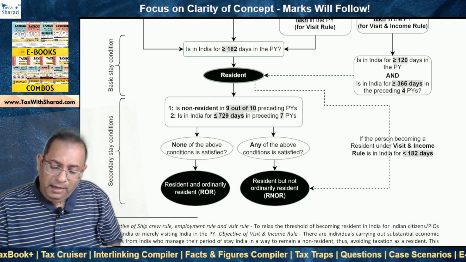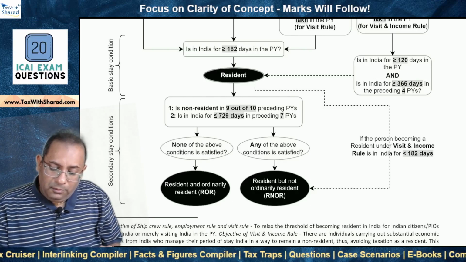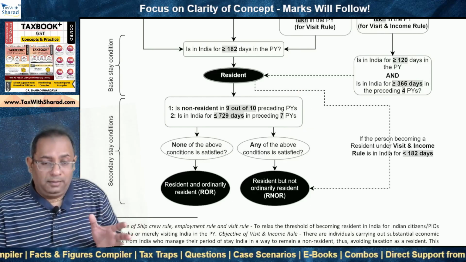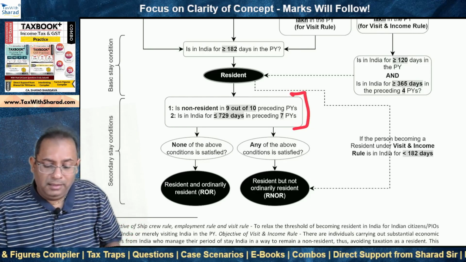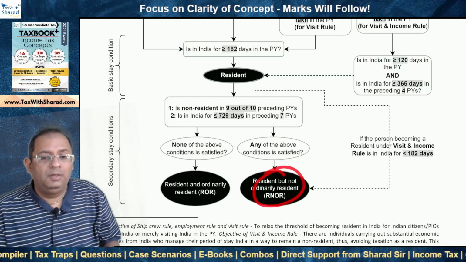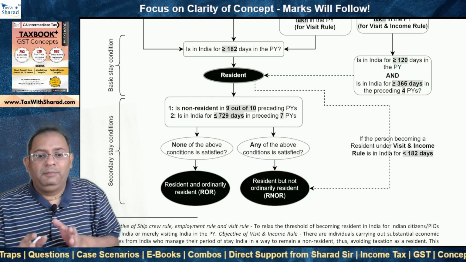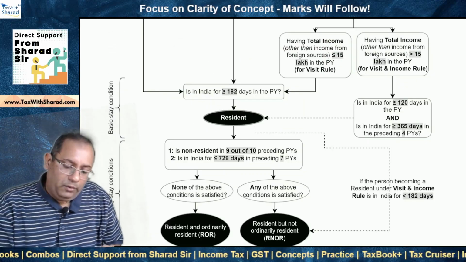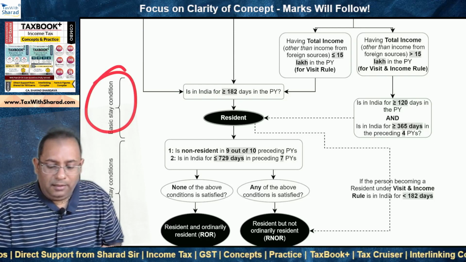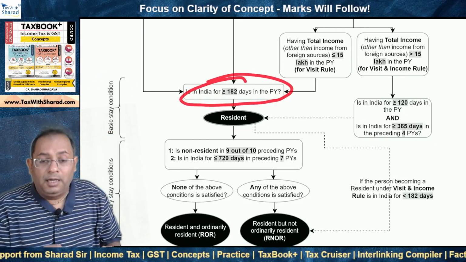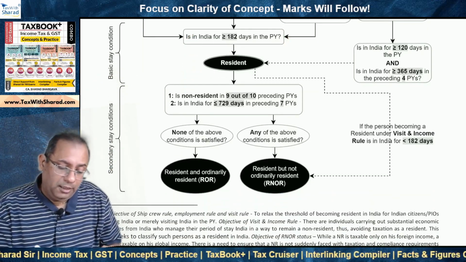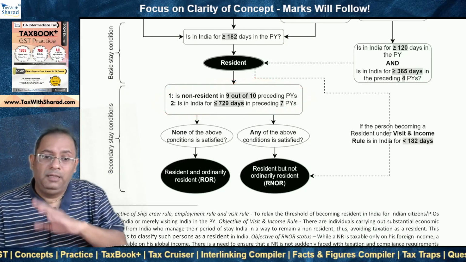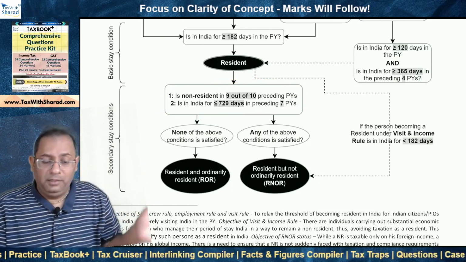But if your presence in India is not to that extent as far as these secondary stay conditions are concerned, then we will make you a RNOR. That means your taxability will be lesser than that of a ROR. So this is the logic. When you check the basic stay conditions, you need to check this for the current previous year. And when you check the secondary stay conditions, you need to check these from a historical point of view, that means in the preceding period, in the preceding previous years.